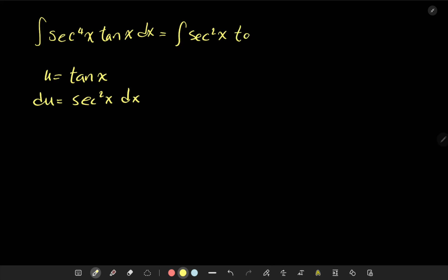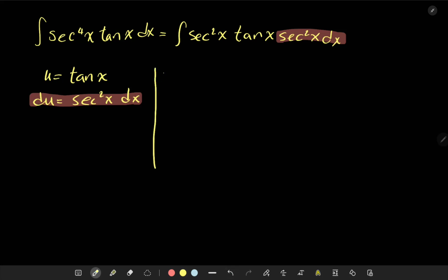And I'm going to write a tangent here, and I'm going to write the secant squared again. I'm putting it in that order so that you can see right here, this is your du exactly. And so what you get is the integral of the secant squared. I'm going to leave this one alone. Actually, let's talk about it before we do anything.